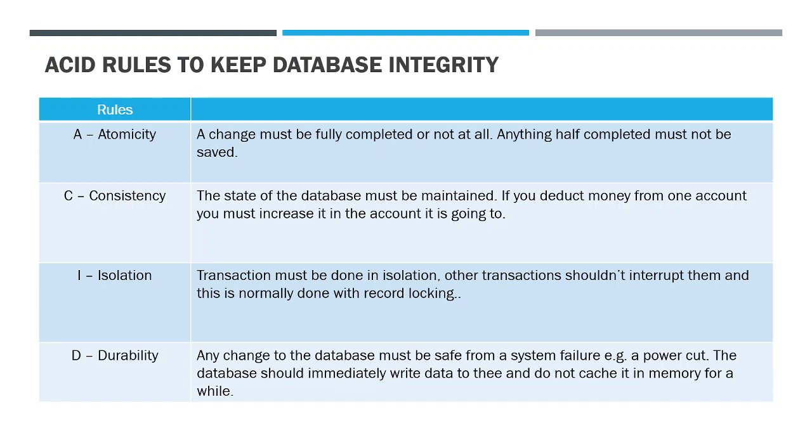So how do we keep the database integrity? Well, we use these rules called ACID rules. And here's what they mean, and I'm just going to read them out and go through them. So atomicity, it means a change must be fully completed or not at all, which I mentioned before. Anything half completed must not be saved.